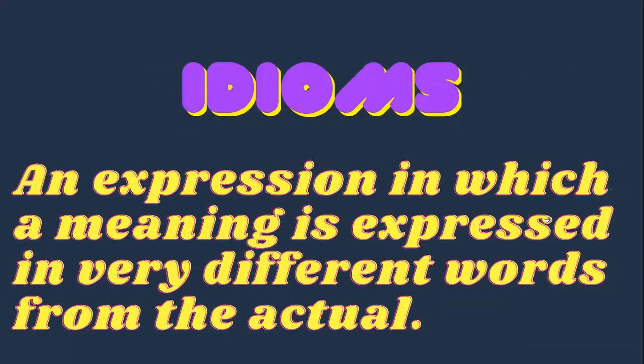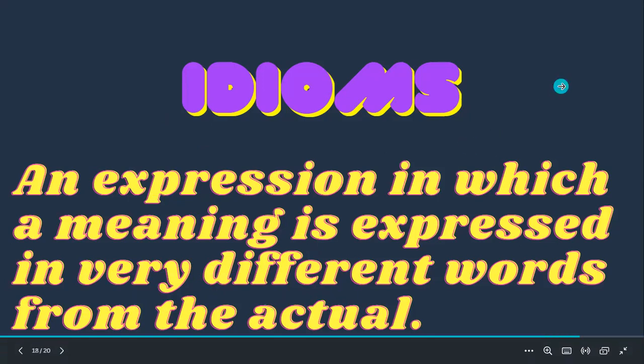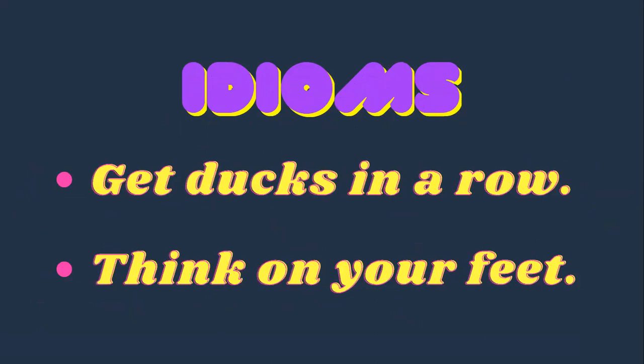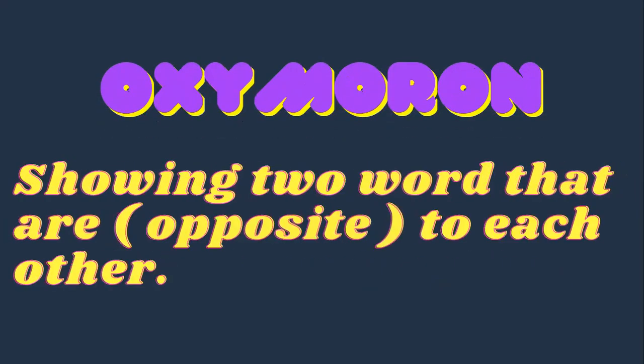Okay, the idioms. Idioms, like you know, are the traditional sayings that the old people used to use, and sometimes they are expressions in which a meaning is expressed in very different words from the actual. Like what? When I say get your ducks in a row, that means please organize your stuff. Don't leave everything just messy like this. Okay? When I say, for example, habibi, it is raining cats and dogs, that means it is raining heavily. Okay, so this is what we call idioms. Yani I'm saying something and I mean another thing with it.